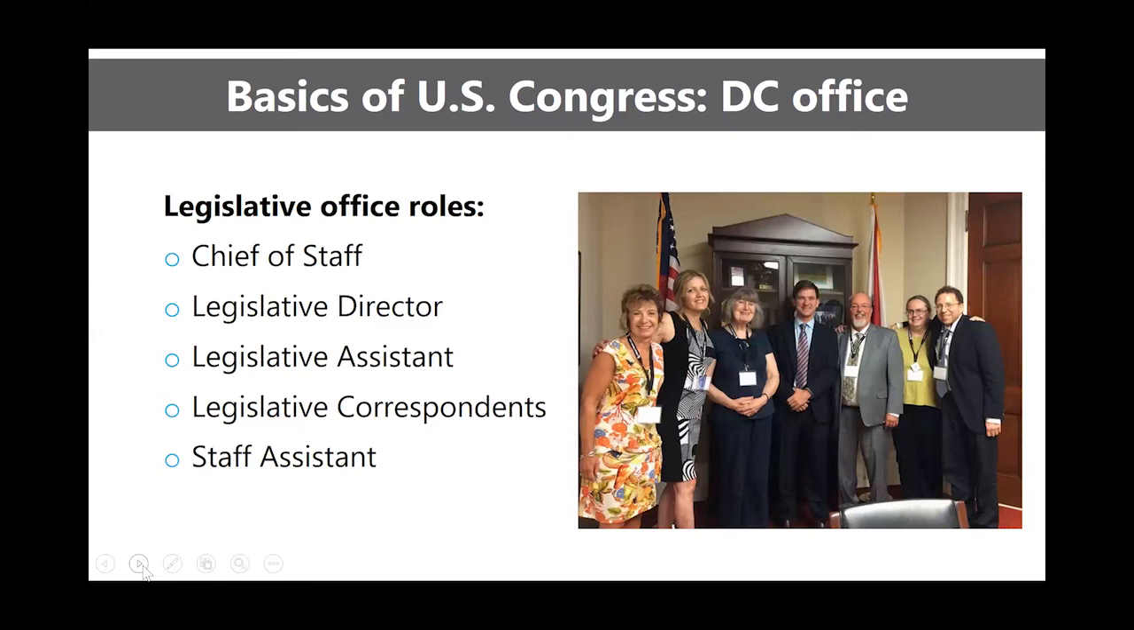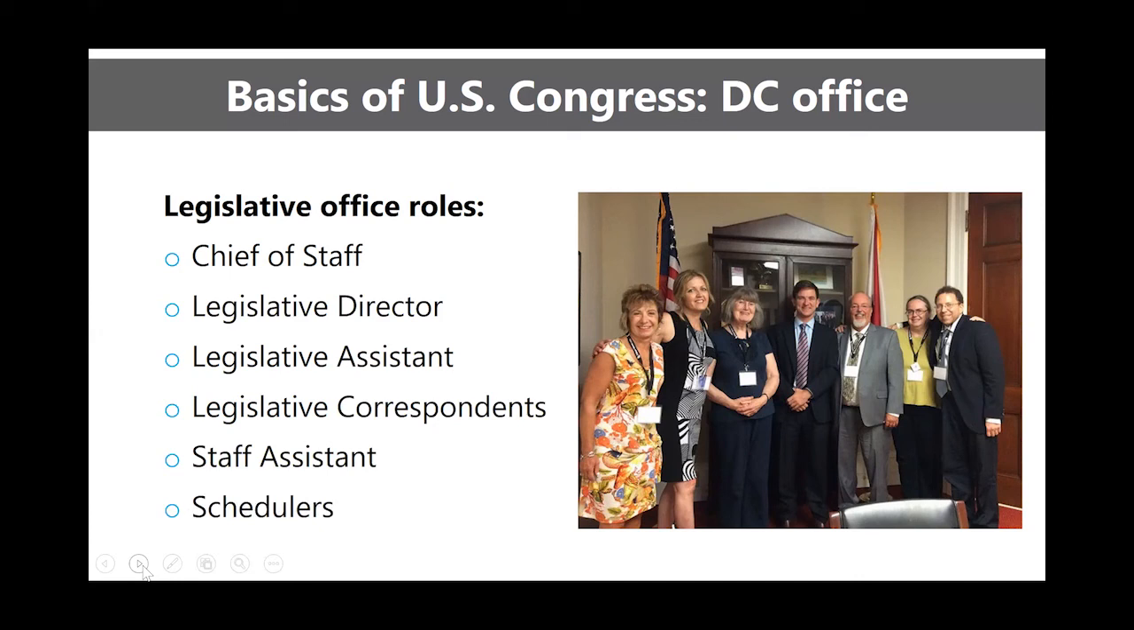Staff assistant. This person is the one you talk to when you first walk into the office or when you call. They handle phone calls and greet visitors, and very wise legislators hire someone from the district or the state for this job so people can feel an immediate connection and a bond to this person.